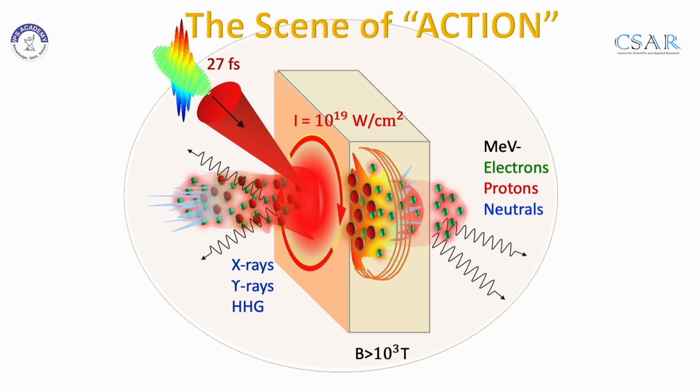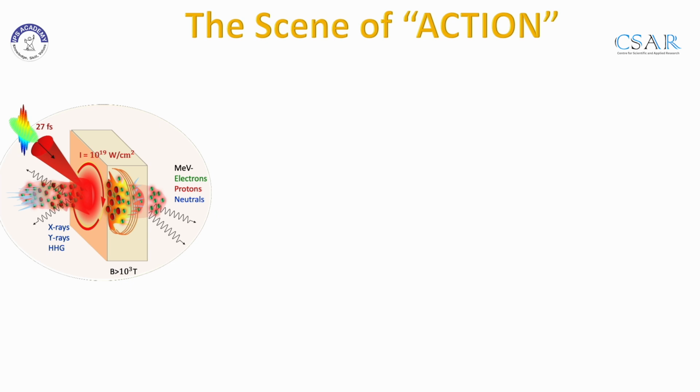It also generates MeV electrons, protons, and neutrons, as Professor Arora has discussed. It can also generate very high magnetic fields in the center region where the laser is focused. And I just want to give you the very essence of how it goes in the lab.